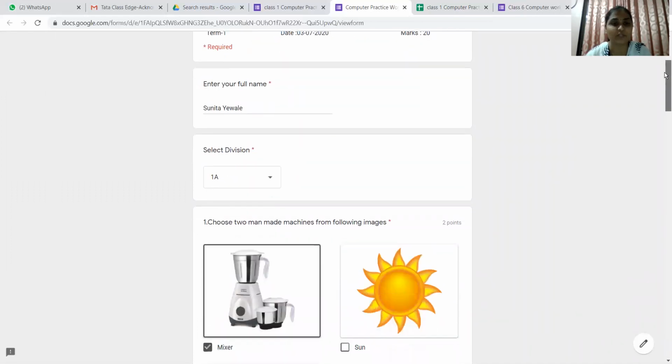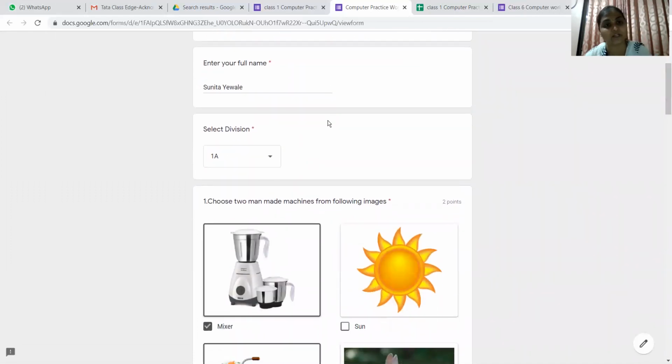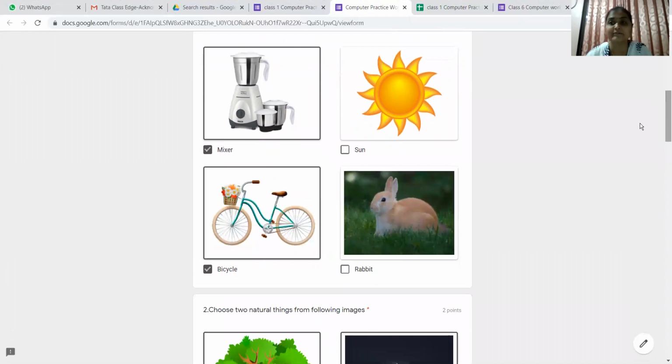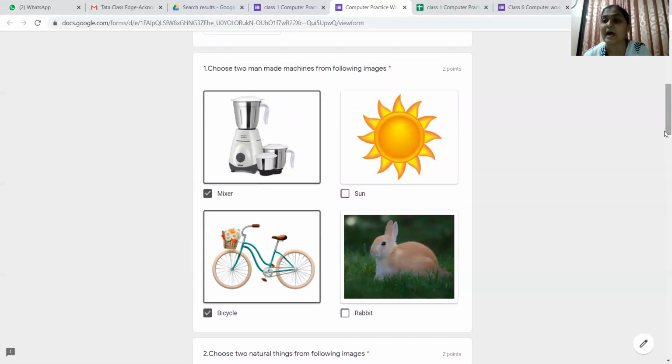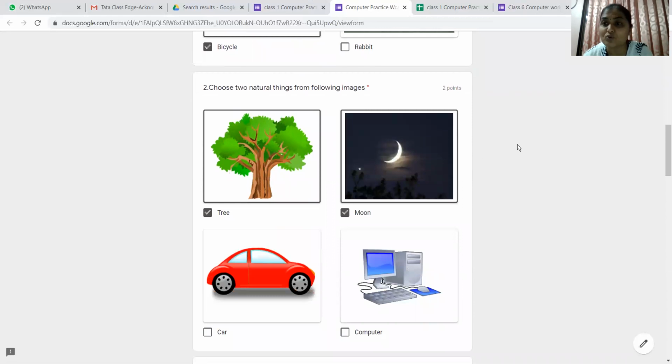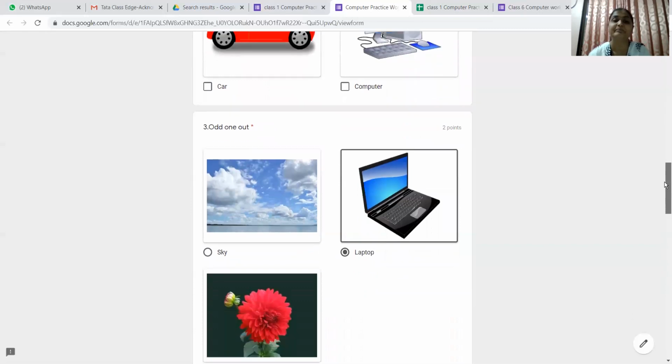Okay, so have you written name? Yes, we have written the name. We have selected the division also. We have marked this answer. First question is done. So first question was two man-made machines. Yes, we have identified it correctly. Second question was two natural things or God created things. Yes, tree and moon. We have identified it correctly.